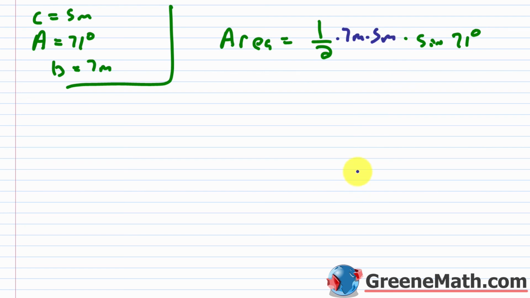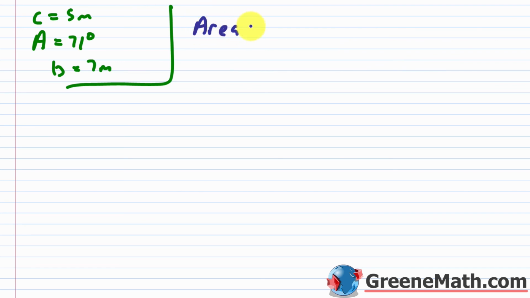So basically you'd have what? You'd have 35 meters squared over 2 times the sine of 71 degrees. Let's punch that into a calculator. I'll say it's about 16.5 meters squared. So the area is about 16.5 meters squared. Okay, so we already know how to do it that way.